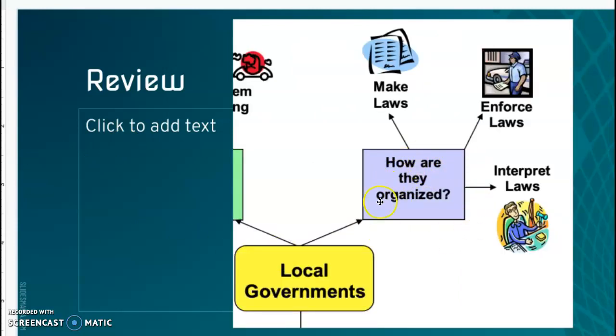How is the government organized? Well, there are three branches. Remember, we talked about that last week. There are three branches of government. One branch of government makes the laws. One branch enforces laws. And one interprets the laws. That means they decide what the law means.